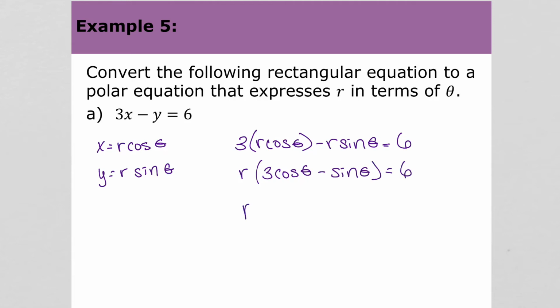And then solve it for r, which is what you'll usually do when you're graphing a polar graph: you solve for r. So we'll have 6 divided by 3 cosine theta minus sine theta. So r equals 6 divided by 3 cosine theta minus sine theta is the same equation as 3x minus y equals 6, only in polar form.